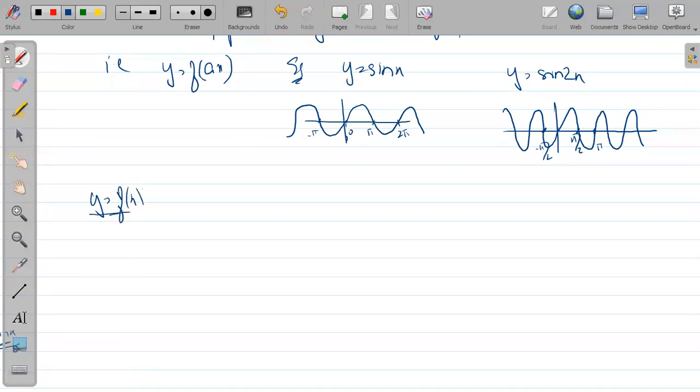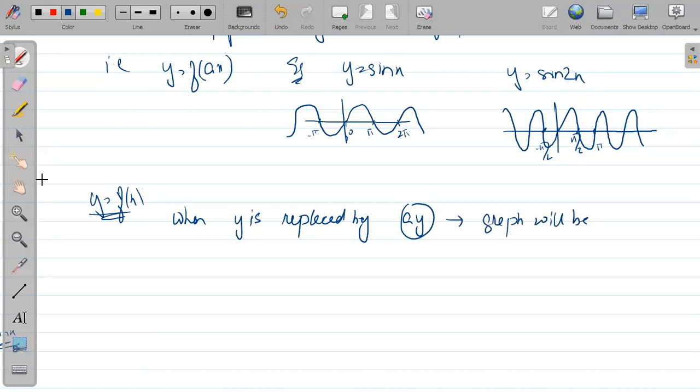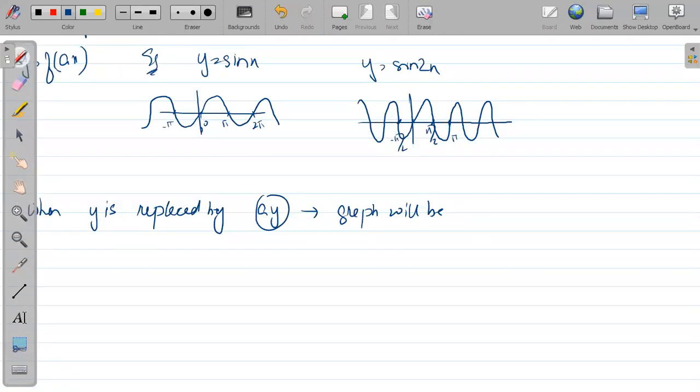Similarly, same thing. When y is replaced by ay, you just try to understand the effect: the graph will be compressed vertically. It is also very obvious. The graph will be compressed vertically.